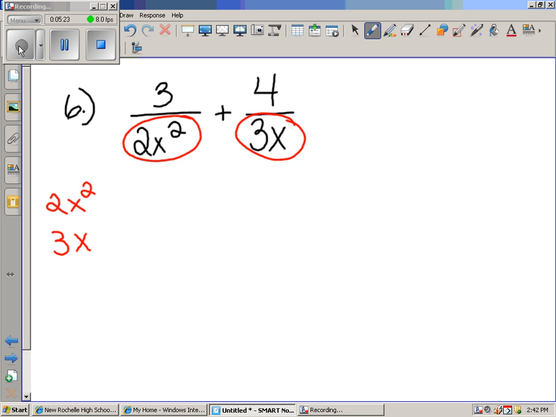Well, 2x squared is just 2 times x, and this one is 3 times x. So at the very bare minimum, I have to multiply the 3x by what? 2x. Yeah, that sounds like a good idea. We're going to have to multiply by 2 and by x. And what about the top over here? What do you have to multiply it by? Just by 3. Awesome. And at the end of the day, what do you get when you multiply all this stuff out?